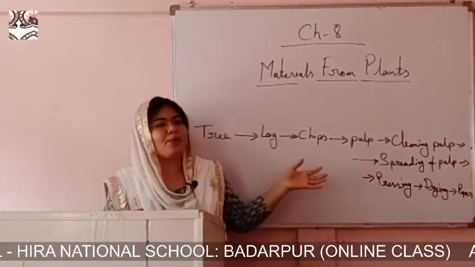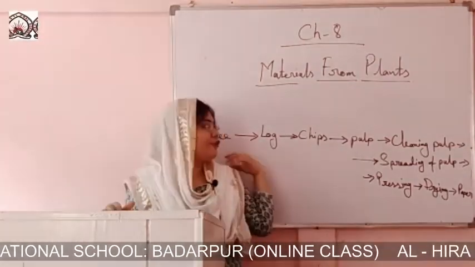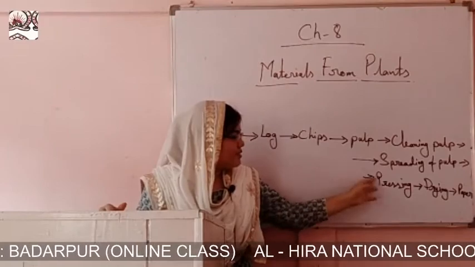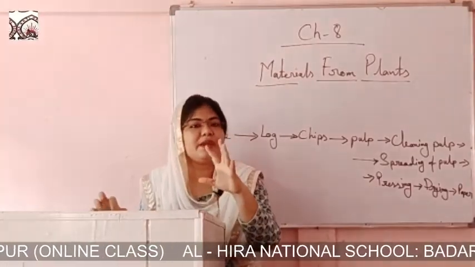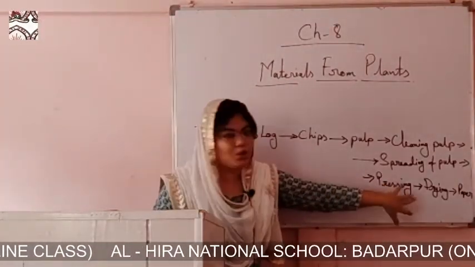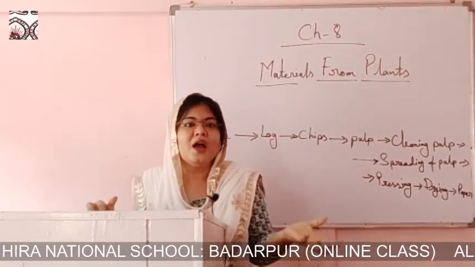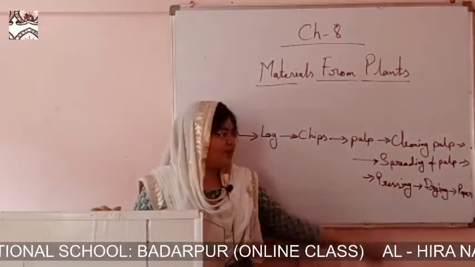So this is the process of paper making, and how from trees we get paper. Many processes are done to make paper. Many chemicals are used for different kinds of paper. Lignin, and clay for thickening the paper. Okay, finally we get paper.